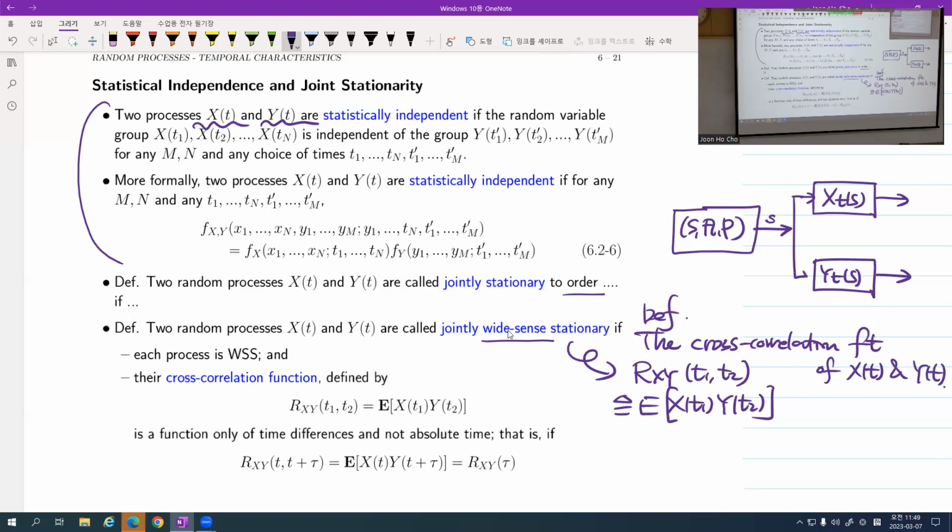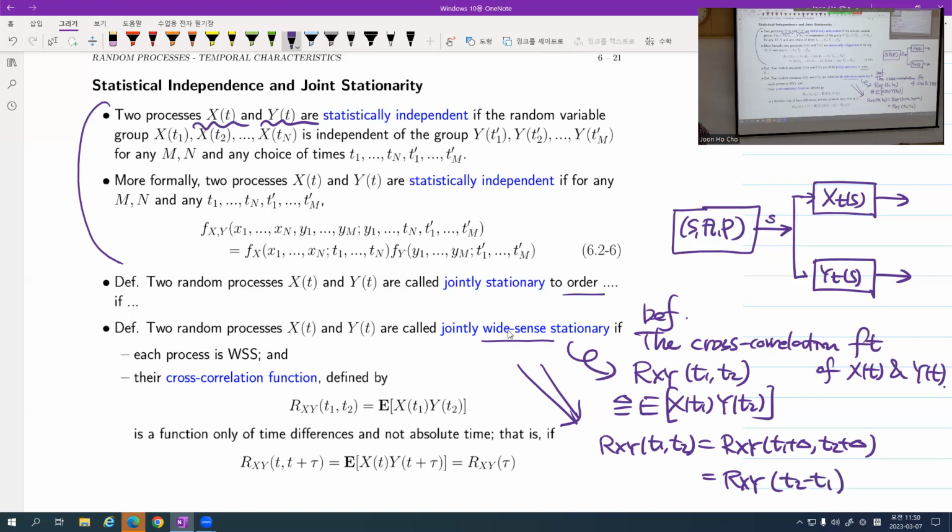Two random processes, X and Y. And what do you want to say? You want to add some capital delta to X of T1 and capital delta to T2. So this wide-sense stationarity must imply, what does that mean? This means there must exist a single-variable function. Unfortunately, we name the function the same, and it must be a function of time difference. Got it? So given two jointly distributed random processes, they are jointly wide-sense stationary.